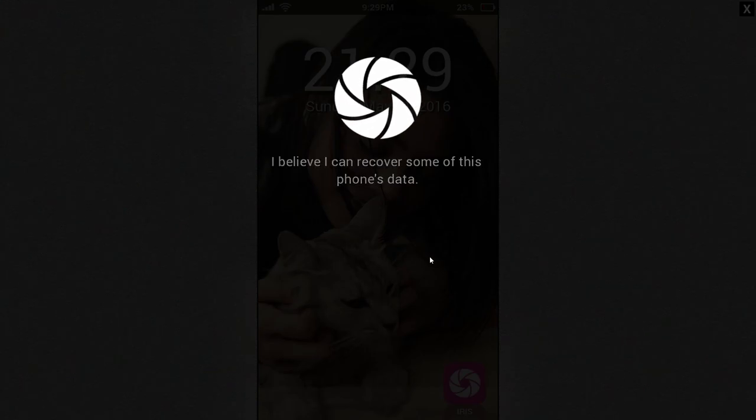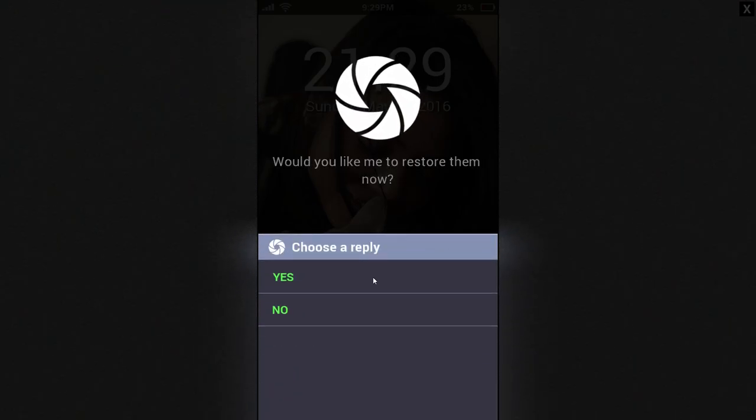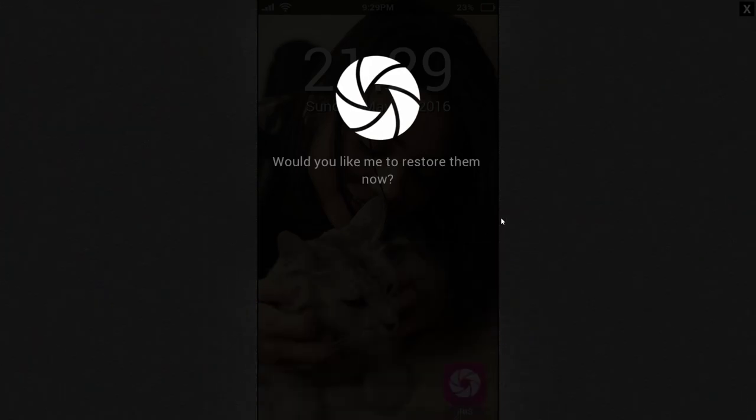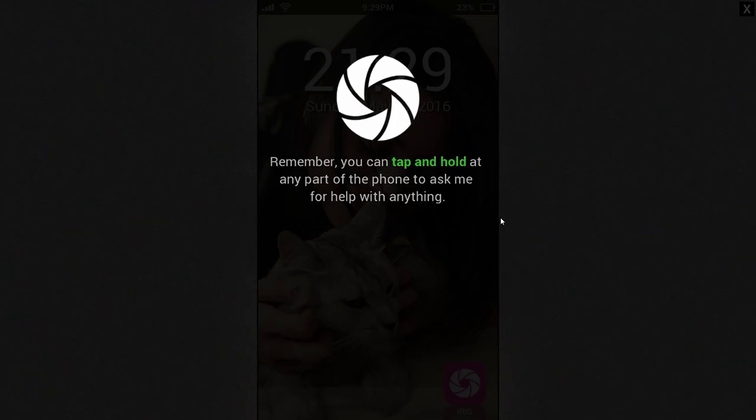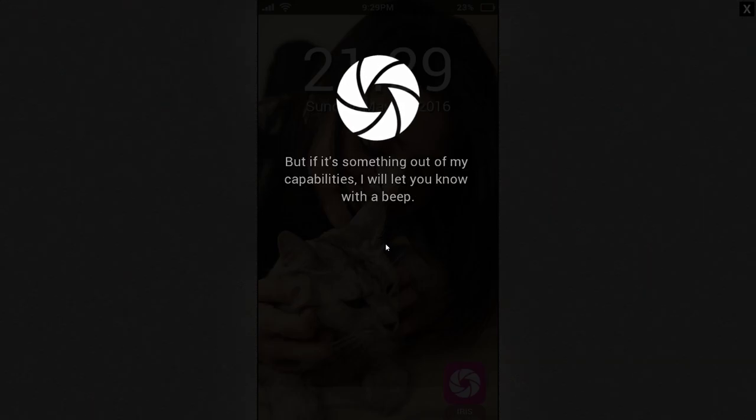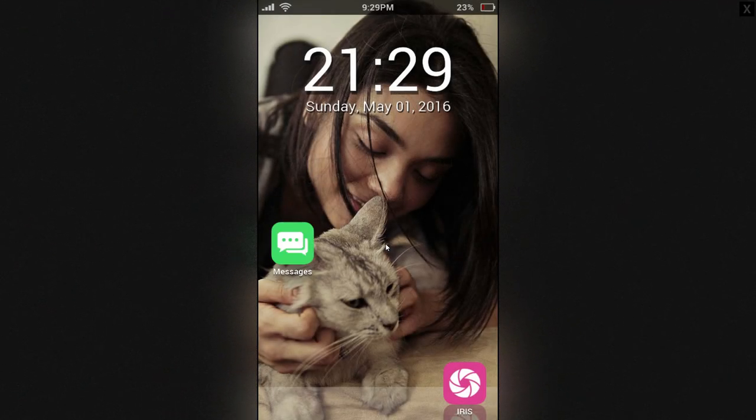I believe I can recover some of this phone's data. Would you like me to restore them now? Yes. Remember, you can tap and hold at any part of the phone to ask me for help with anything. But if it's something out of my capabilities, I will let you know with a beep.